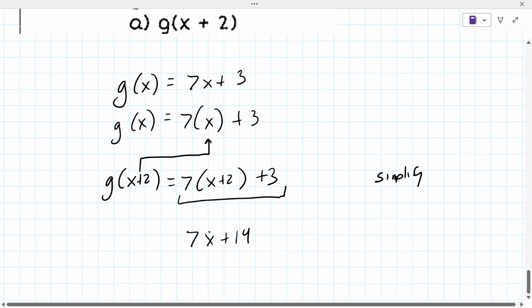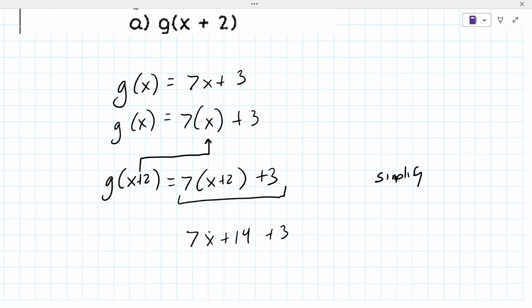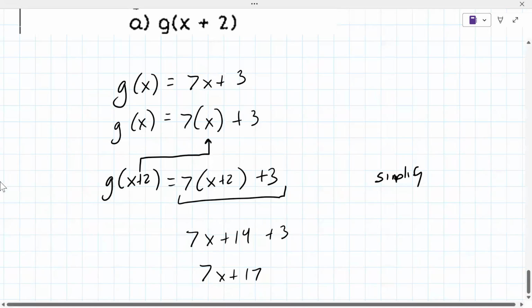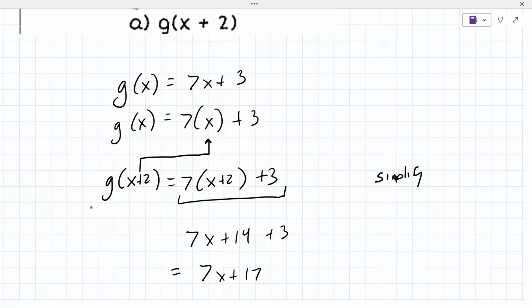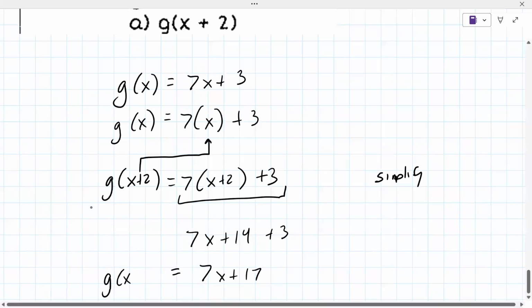Okay. Keep going. Are there any things that you can combine? 17. Okay, so 7x plus 17. And then divide. No, no, that's it. That's all I'm asking. Nothing more. We're not solving. We're just simplifying the expression.